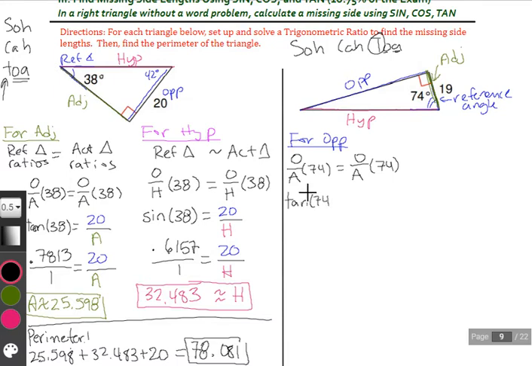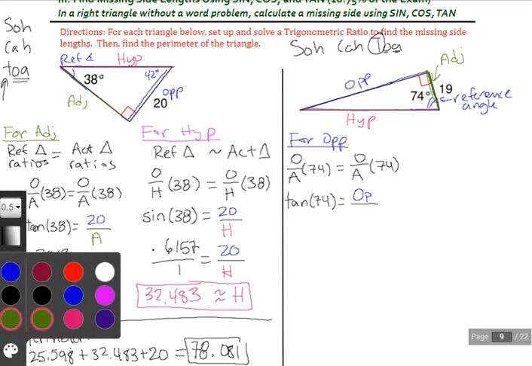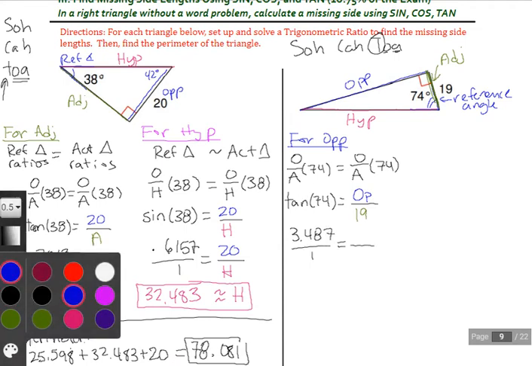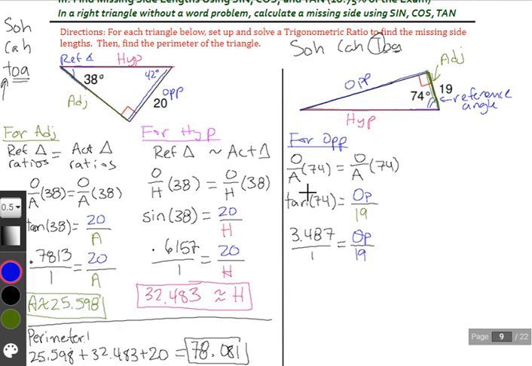And in my actual triangle, I don't know my O value, so I'll keep that as OP, kind of like a variable. And then my A value is, what's that, 19? Awesome. Let's convert to a decimal so we know what to actually calculate with. So tangent of 74, that ratio is 3.487 over 1, of course. So we have OP over 19. So cross multiply, so OP times 1 is equal to 19 times 3.487.